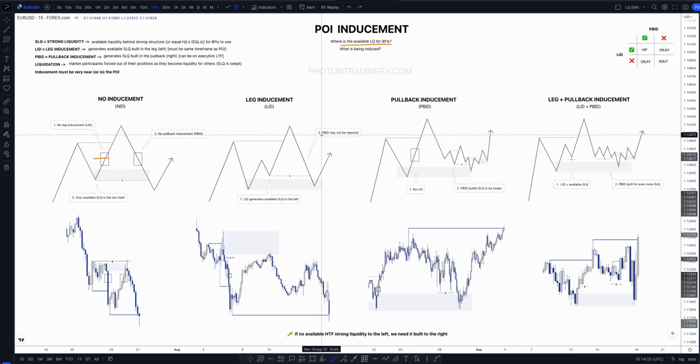Okay, so like I said here, pullback inducement may not be required, right? Nothing was built here. So even though we just get a straight pullback, there's no liquidity built to the right, there's some available liquidity to the left right near the POI. So as price comes in and liquidates it, that may be enough sell side liquidity for the big money to buy against to fuel the next movement to the upside, okay?